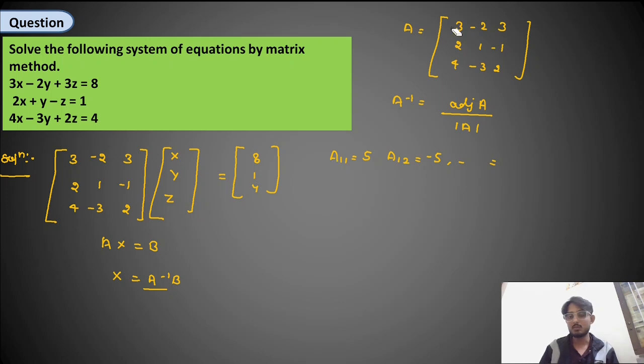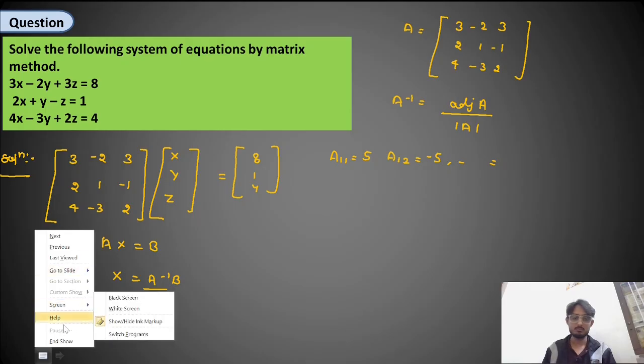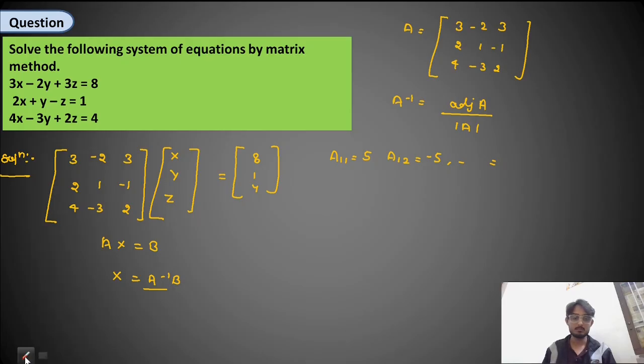First row, first column: 1 1 1, 2 ones are 2, 3 ones are 3, 2 plus 3 equal to 5. Then first row and second column: 2 2s are 4 and 4 ones are 4. So 4 minus 4 plus 8, plus 8. Okay, 1 1 2, so 2 4s, 4 4s, plus 8, and here the sign is minus, so minus 8.